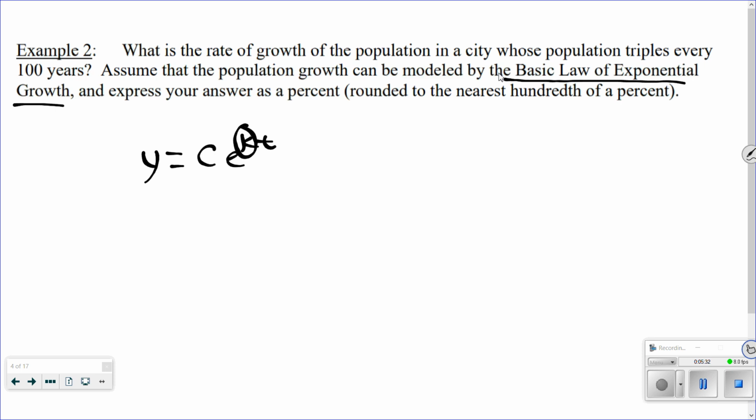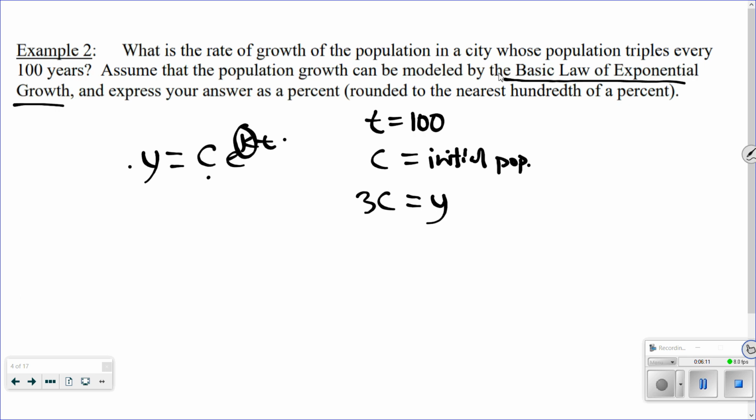All right, so to figure out what k is, I've got to plug something in for c, and then I'll need a t and a y. I have to have everything but k. So let's read through and see what it says. It says the population triples over 100 years. So at 100 years, I know the population has tripled. This is a little bit tricky because it doesn't give us an initial population. So I'm just going to say C is the initial population. That means that after 100 years, my future population would have to be 3C. So that's what I'm going to put in for Y.